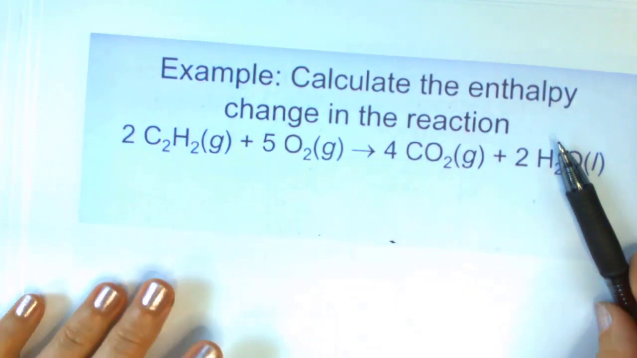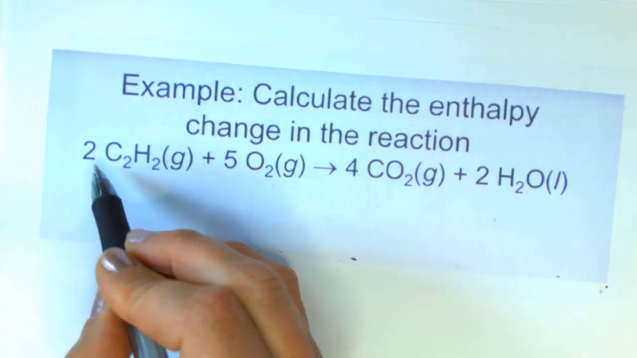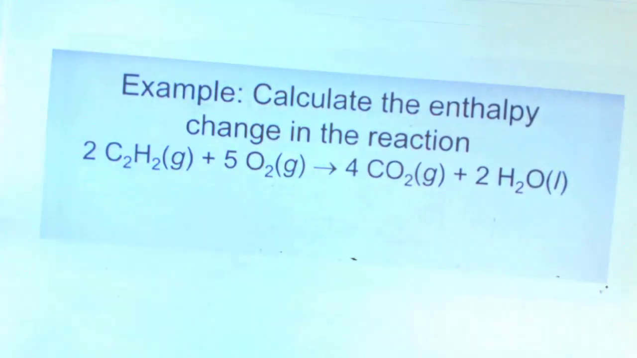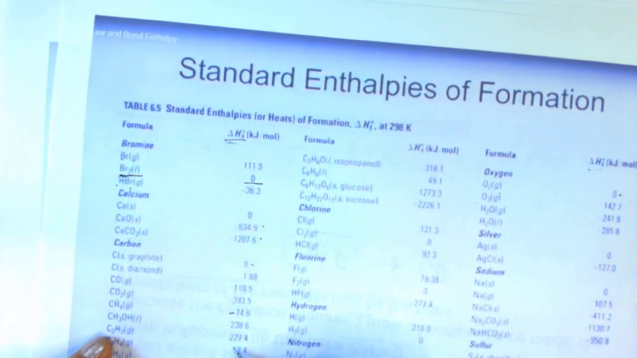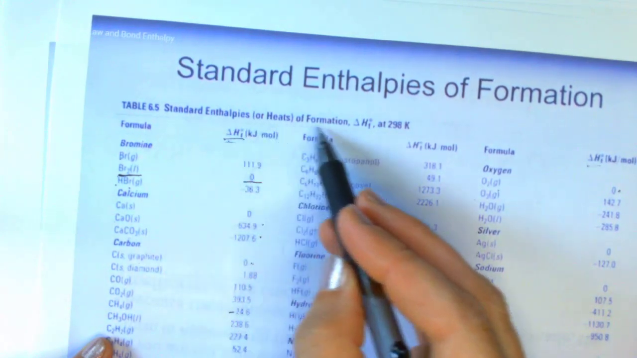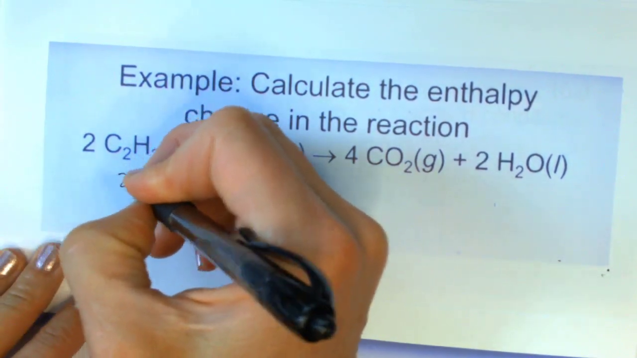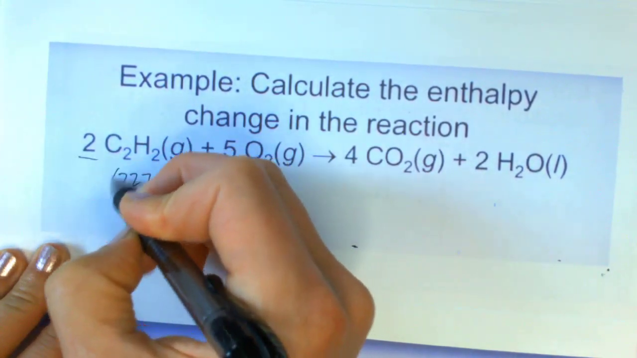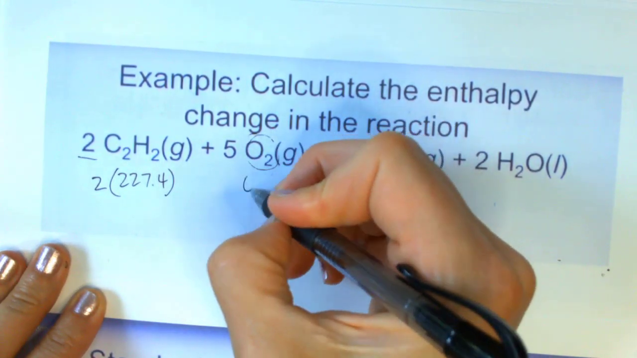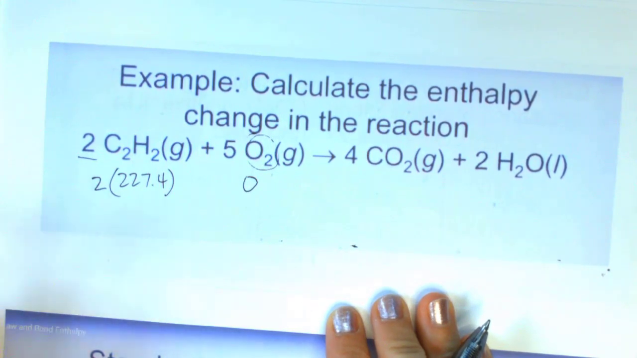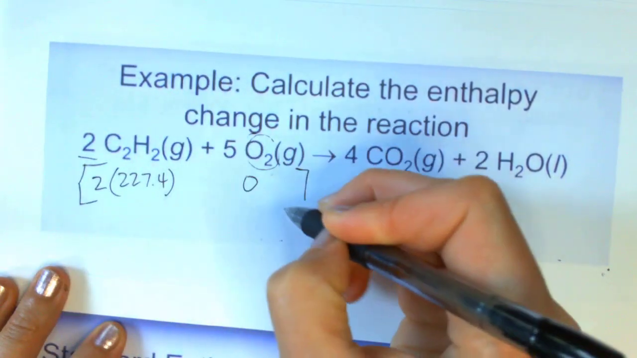Let's do another practice problem. I'm going to calculate the enthalpy change in this reaction. So we have C2H2. Again, I'm going to look on my chart. C2H2 has a heat of formation of 227.4. And again, there's 2 of that, so I'm going to make sure to multiply that by 2. Remember, oxygen, O2, is in its standard state, so it is 0. Again, you could look that up also. Those are my reactants.